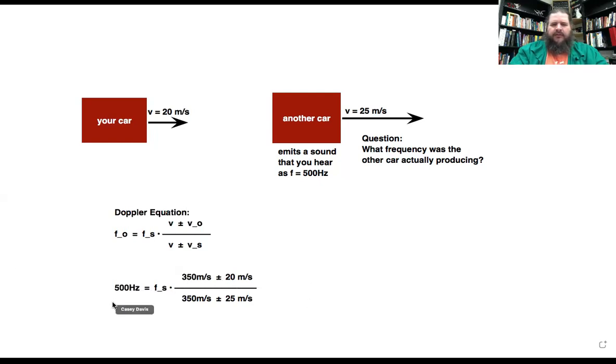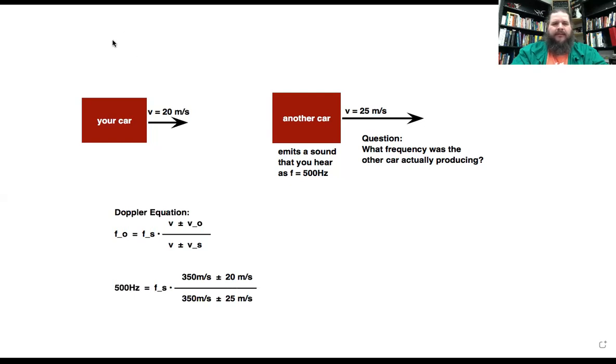So it looks like all that we still need to figure out, other than a bit of algebra, is should we use plus or minus here? And I would take a look at each one of those individually. For the numerator, you're moving towards the source. If you're moving towards the source, would you expect that to cause you to hear a higher or lower frequency than what's actually being produced?